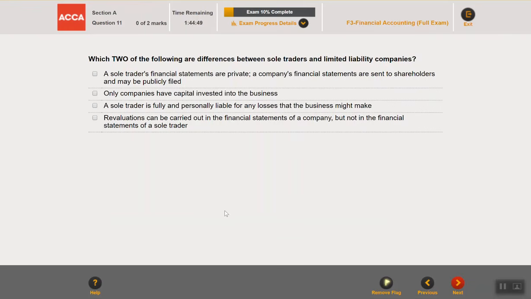Which two of the following are differences between sole traders and limited liability companies? A sole trader's financial statements are private. A company's financial statements are sent to shareholders and may be publicly filed. Yes. Only companies have capital invested into the business. No. A sole trader is fully and personally liable for any losses that the business might make. Yes, unlimited liability. Remember, option 2 is wrong. Sole traders also have capital. Revaluation can be carried out in financial statements of a company, but not in financial statements of sole trader. So this is wrong.